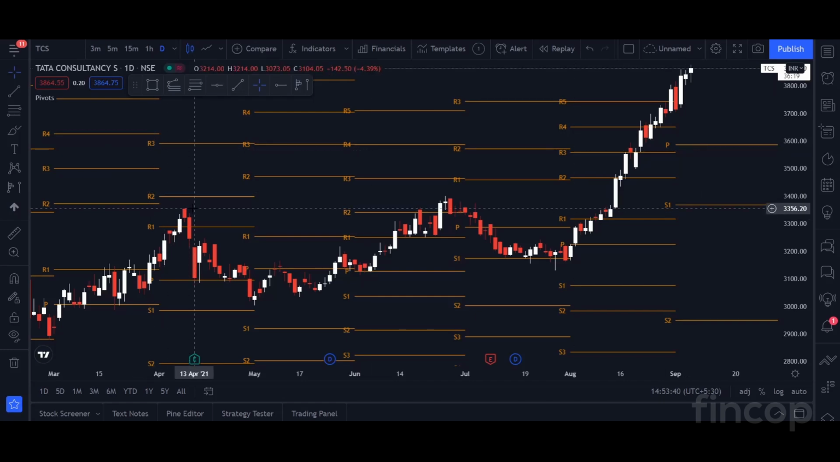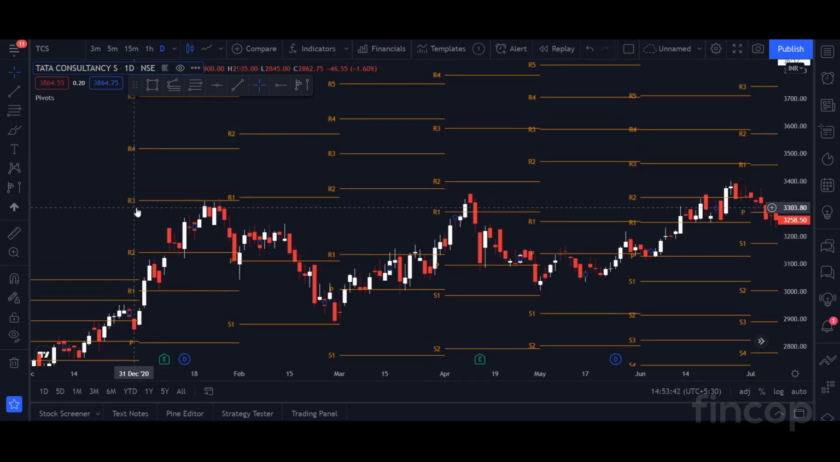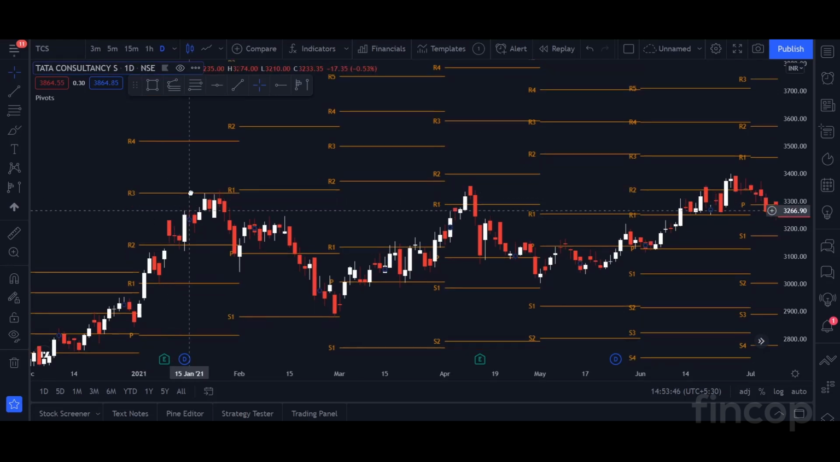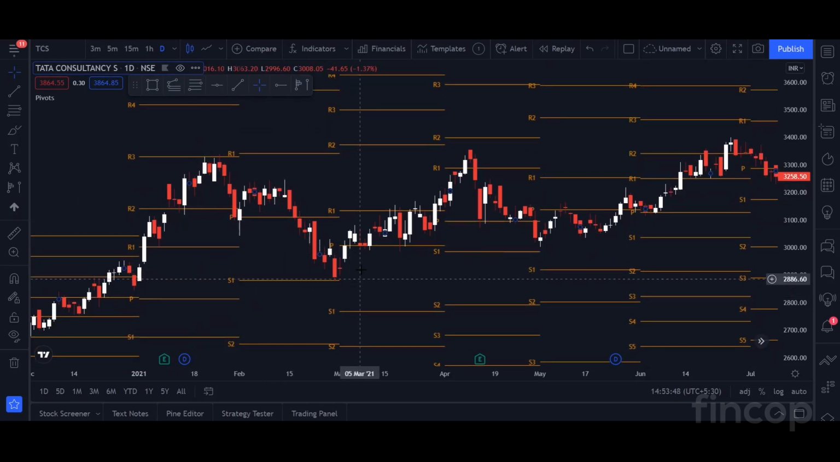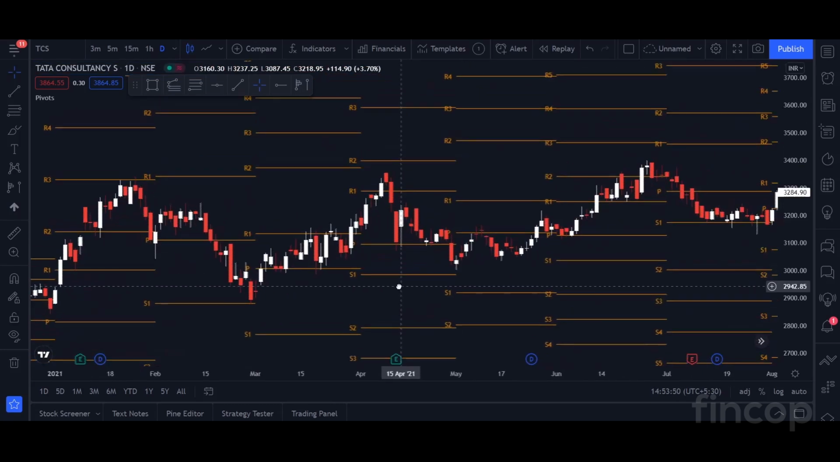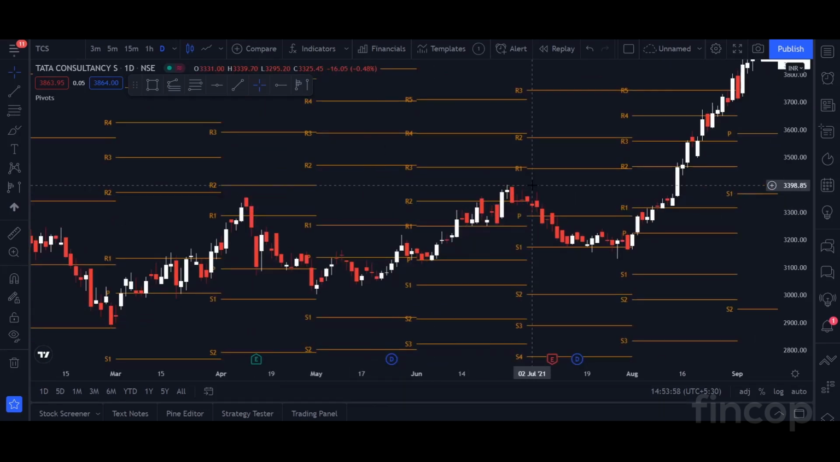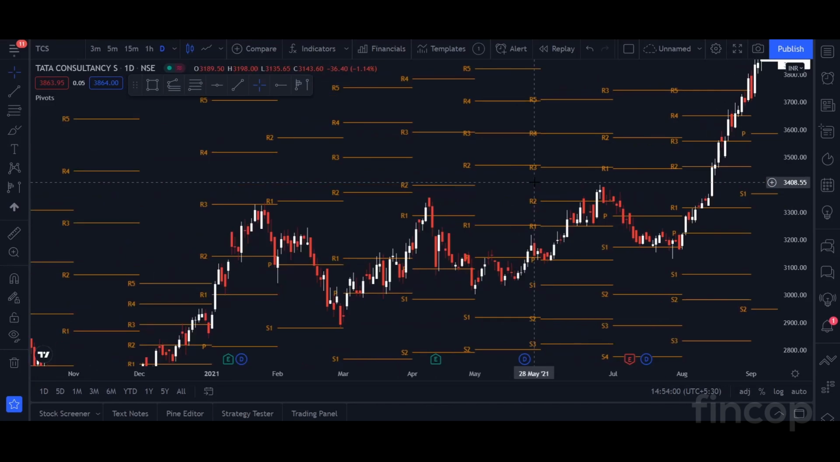So as you can see, the stock is clearly facing a beautiful resistance on R3 and beautifully taking a support on this level. So this proves that these pivot levels are working very well on this particular stock, that is TCS. I will not say that this works on every stock, but definitely it works on most of them.